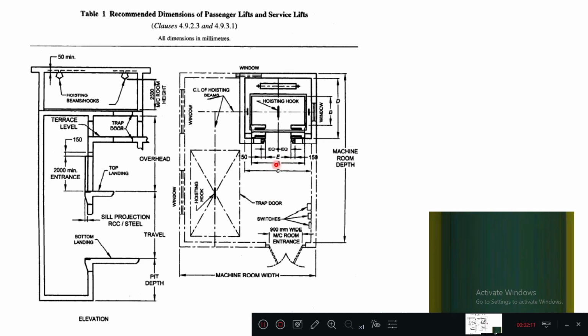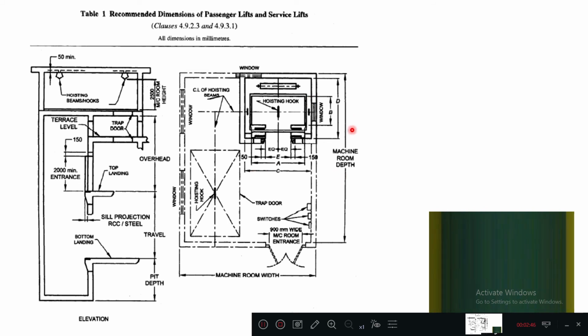A, C, E are related to this one. C is the lift well dimension. A is the inside to inside car dimension. E is the opening of the door, the entrance width. You should remember this term. Similarly in this direction also, B is the width of the car cab, and D is the depth of the lift well. Like that it is given.